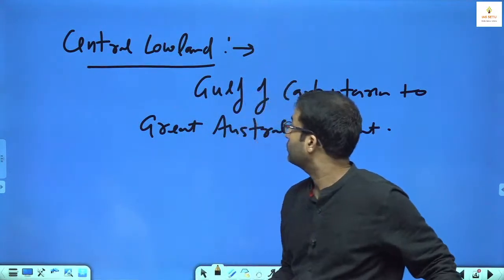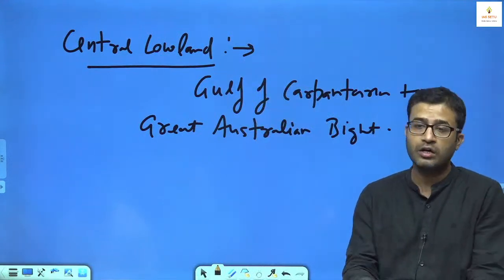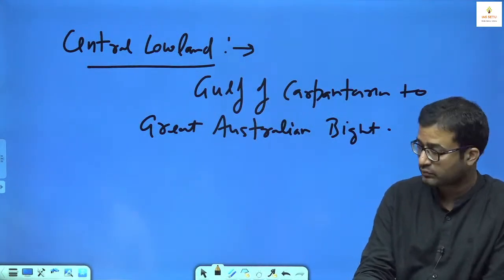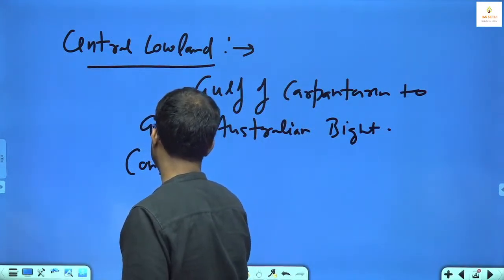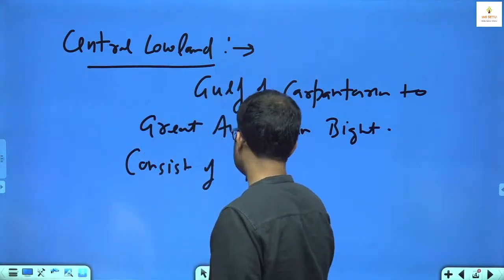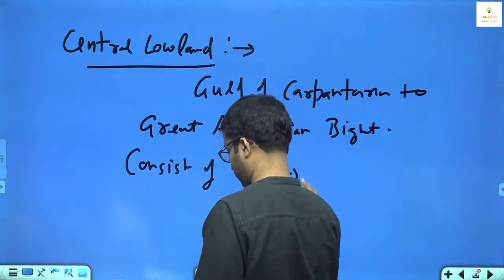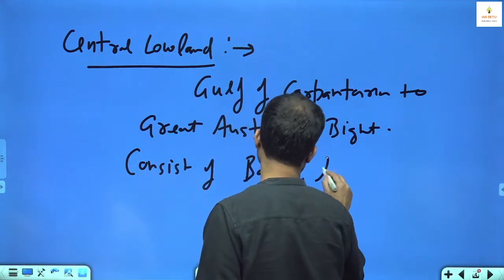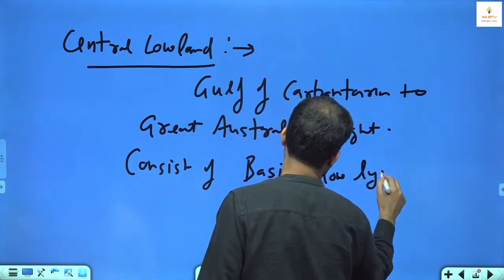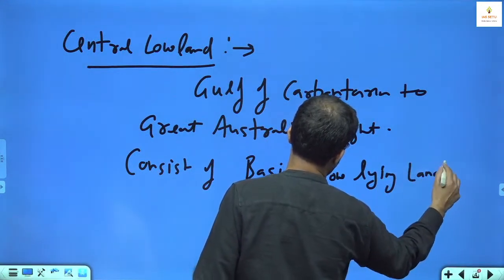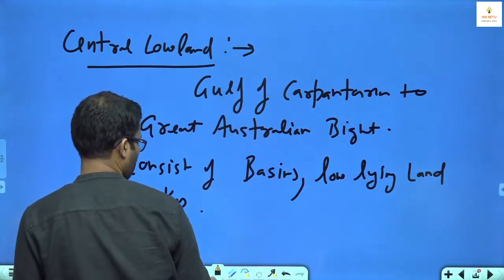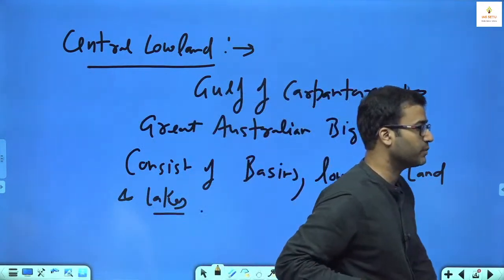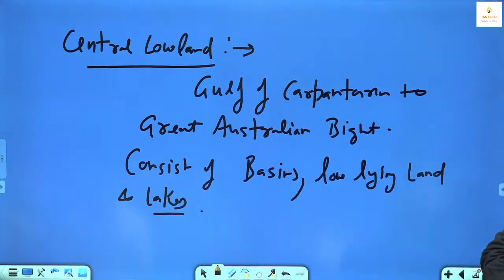It lies from the Gulf of Carpentaria to the Great Australian Bight. It consists of basins, low-lying land, and lakes. काफी सारे basins है इसमें, low-lying lands है, and the lakes we have.